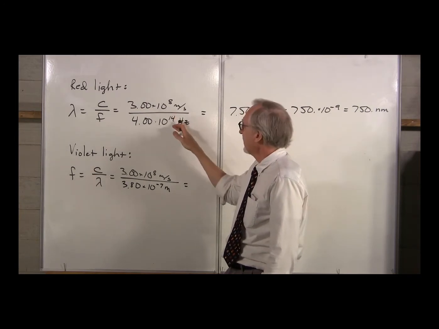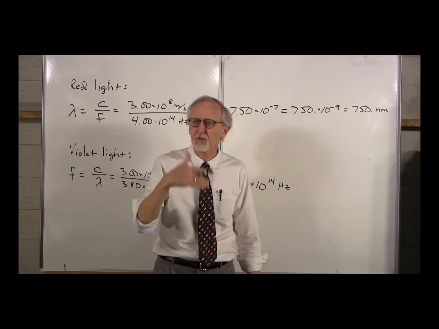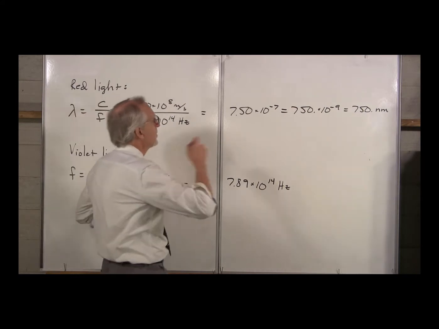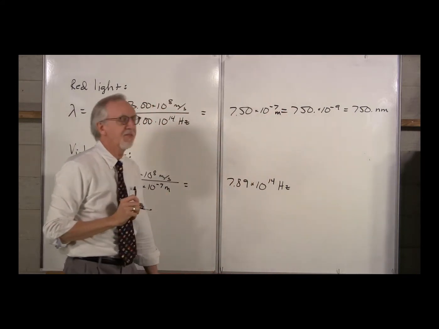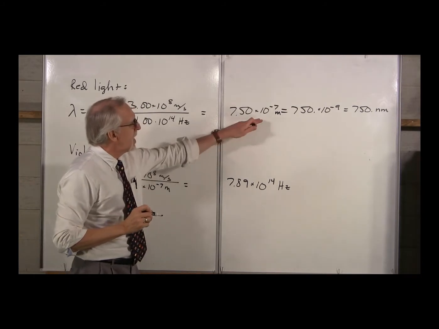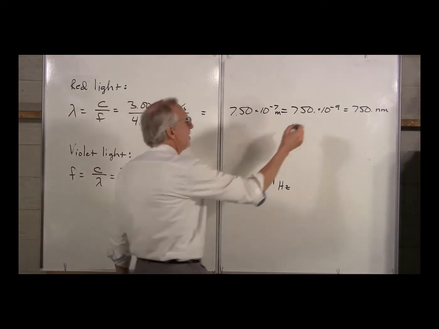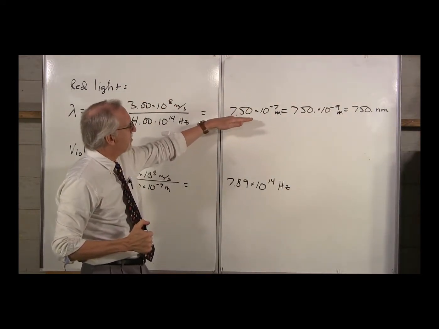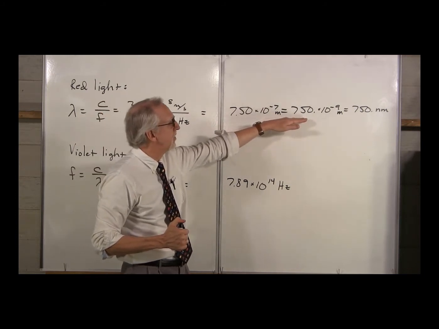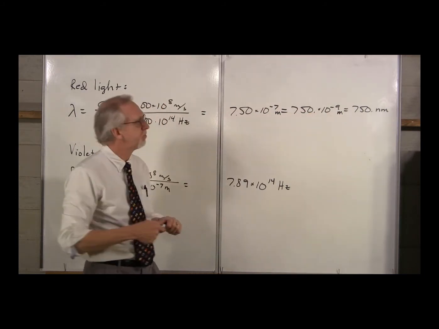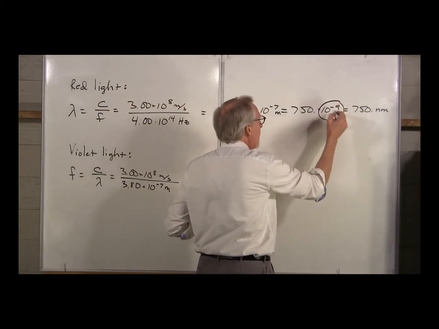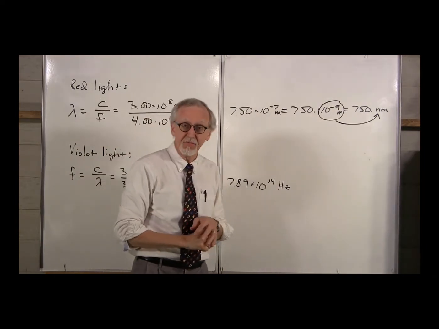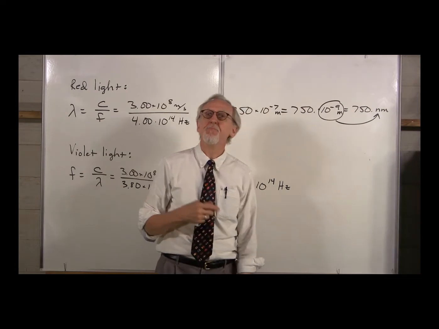Divide that out, 1 over seconds cancels the hertz. Remember, the hertz is cycles per second. We'll just drop off the cycles, which gives us 7.50 times 10 to the minus 7th meters. The units of light are often written in a different form of meters. 7.5 times 10 to the minus 7th we can write as 750 times 10 to the minus 9th meters. And 10 to the minus 9th meters, a nanometer, is a common unit that's often given for the wavelength of light. So in this case, 750 nanometers.